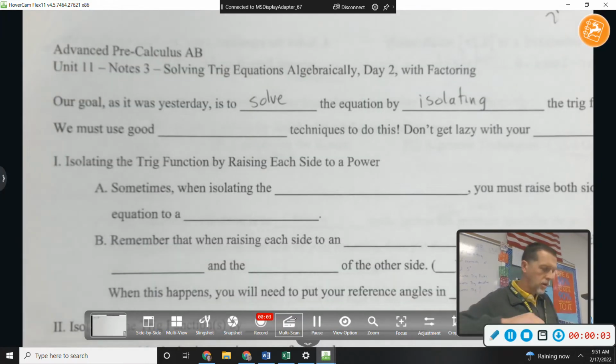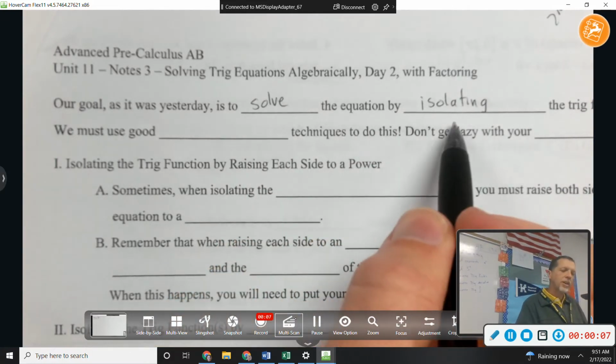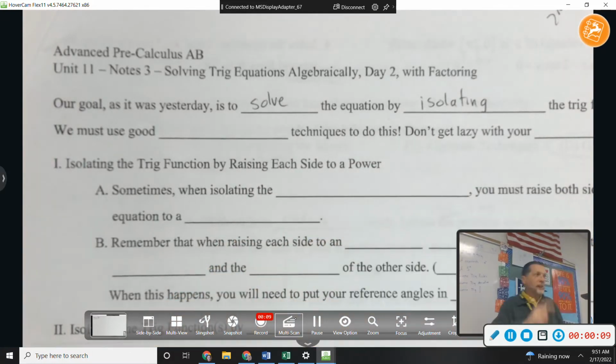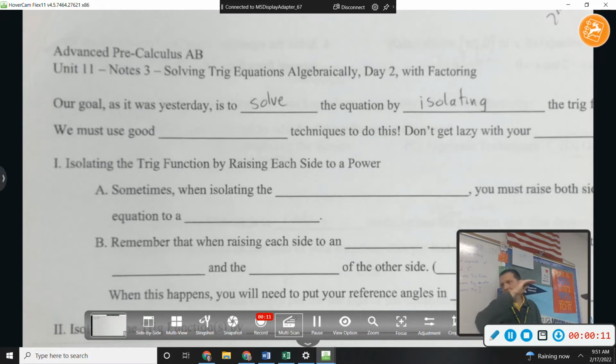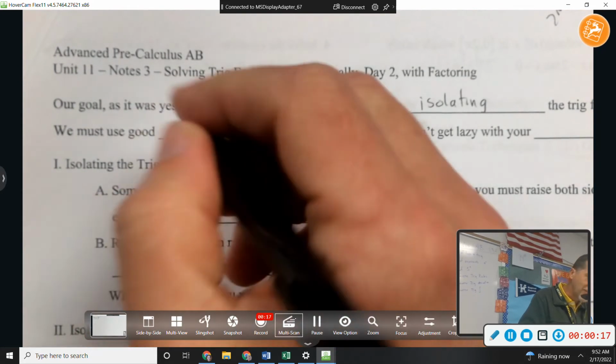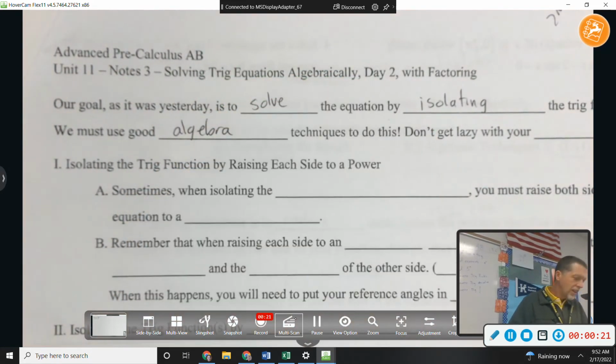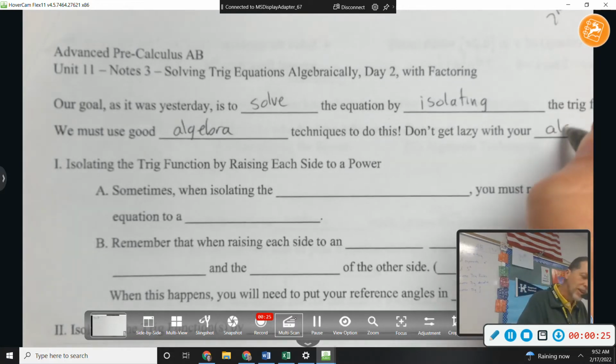All right, so our goal today is, like yesterday, solve the equation by isolating the trig function. What makes today harder than yesterday is not really the trig, it's the algebra at the start of the problem. This is kind of a funny line to throw in here, but we must use good algebra techniques to do this. Don't get lazy with your algebra.